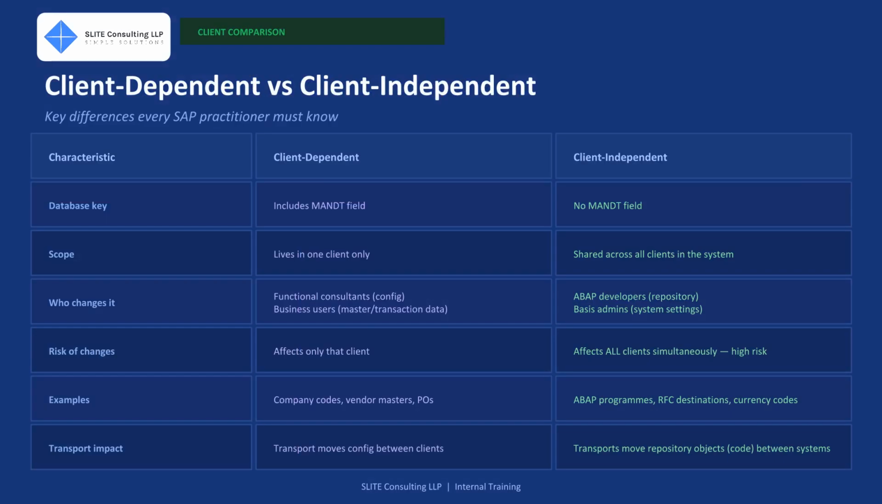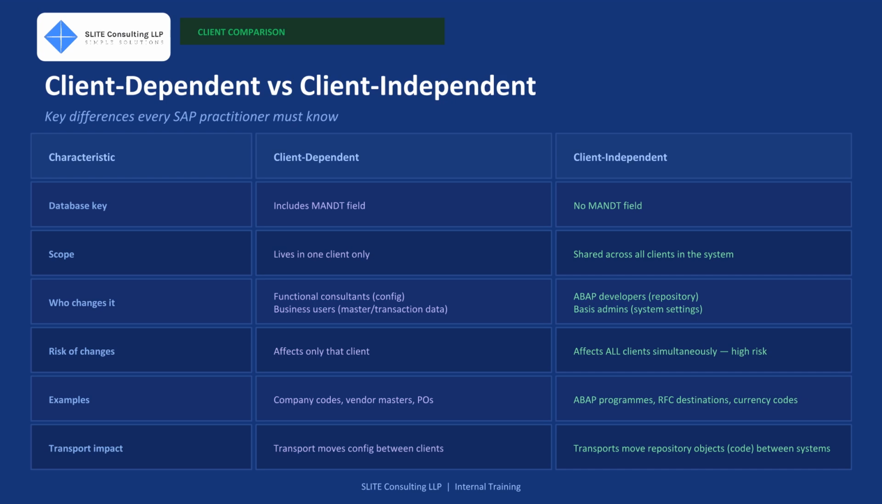This comparison table is the reference to keep in mind whenever you are deciding where a change belongs. Client-dependent data has the MANDT field in its database key and lives in one client only. Client-independent data has no MANDT field and is shared across every client in the same SAP system. Functional consultants and business users typically work with client-dependent data, configuration, master data, and transactions. ABAP developers and basis administrators work mostly with client-independent objects, repository code, RFC destinations, system profile parameters.